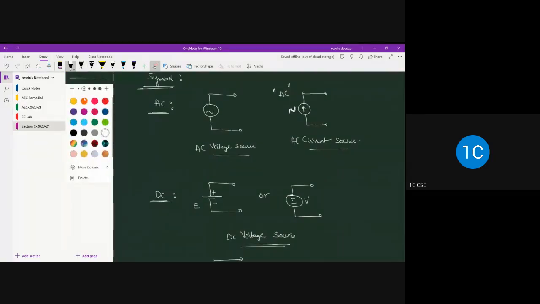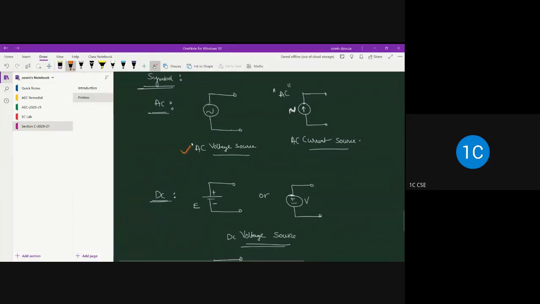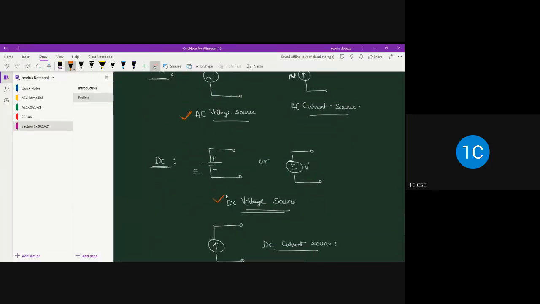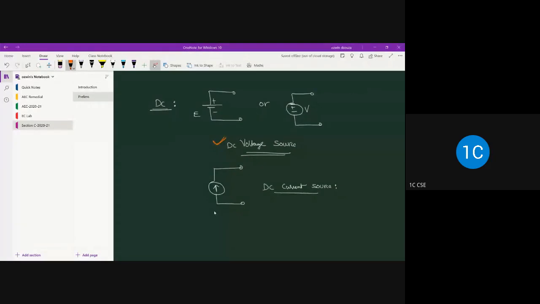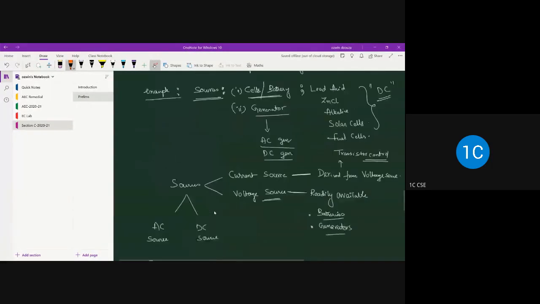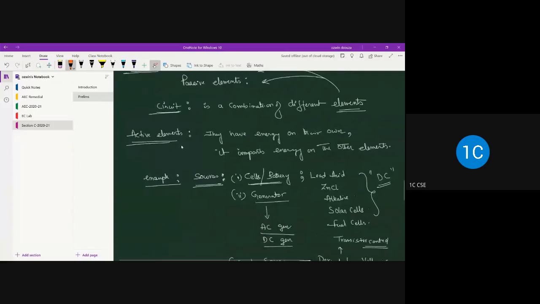But in our regular class, we will be just talking about the voltage sources alone, AC voltage source and DC voltage source. We'll not be talking about any current sources, because current sources are discussed in detail in electronics engineering as well as electrical engineering. In an introductory course you don't require it, and we don't use it in our day-to-day life as well. So that's the reason we are not going to discuss it. So this is all about the active elements, in other words, the sources.